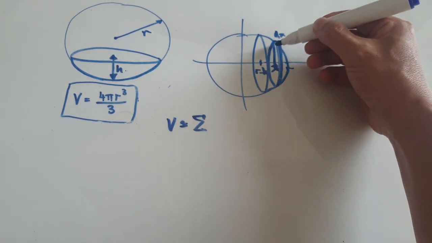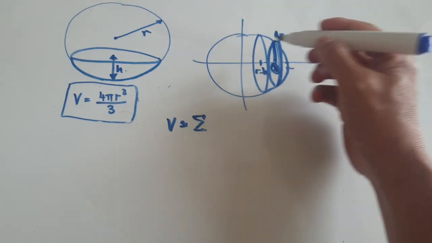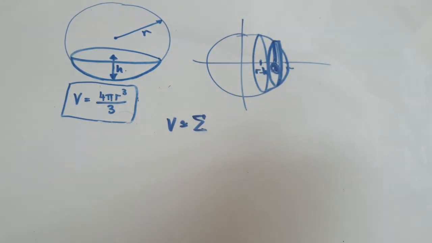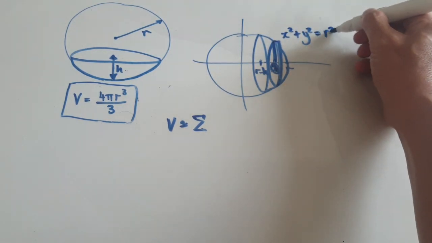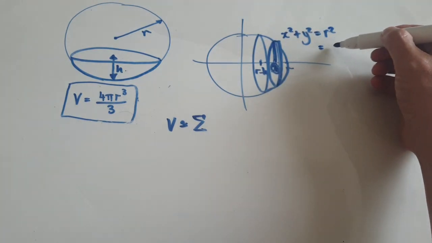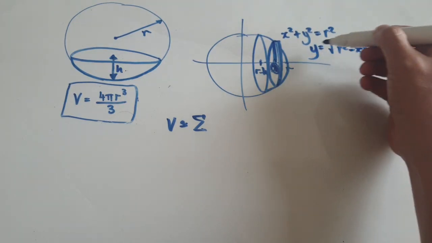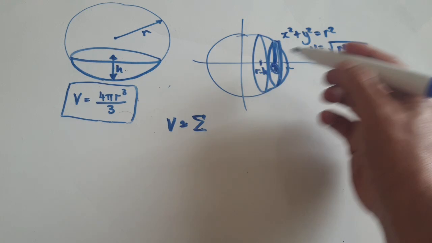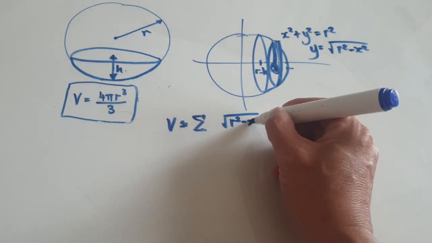For given x, we need to know the height. What is the height for this given x location? Well, the equation of a circle is given by x squared plus y squared equals r squared. If you want to know the height, make y the subject. So y equals the square root of r squared minus x squared. So this here is the height of that disk.